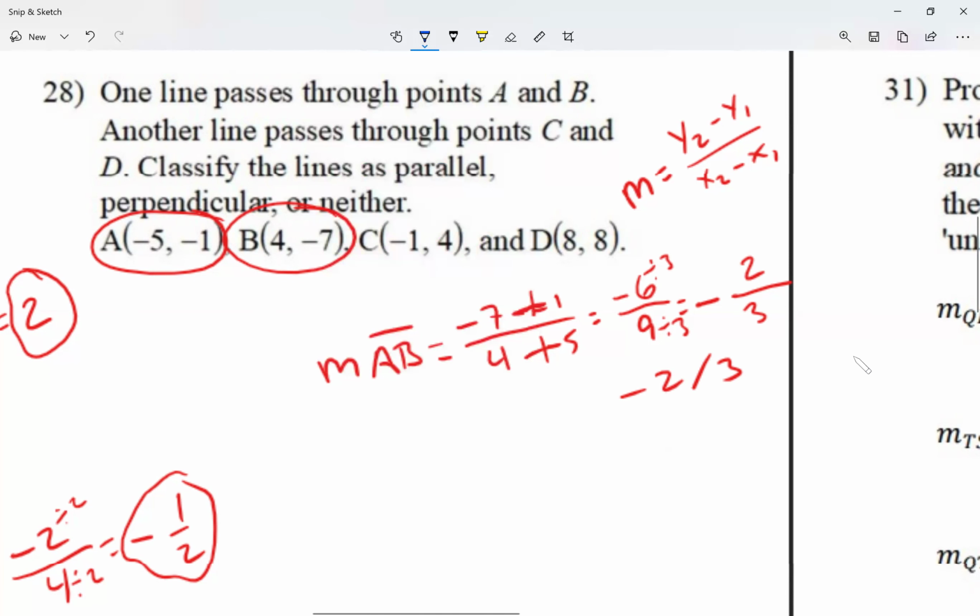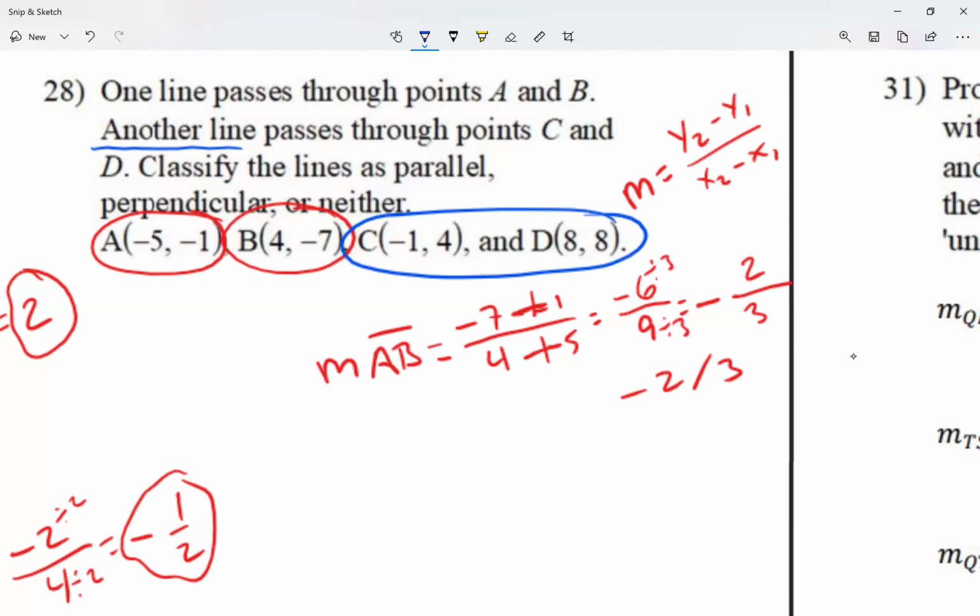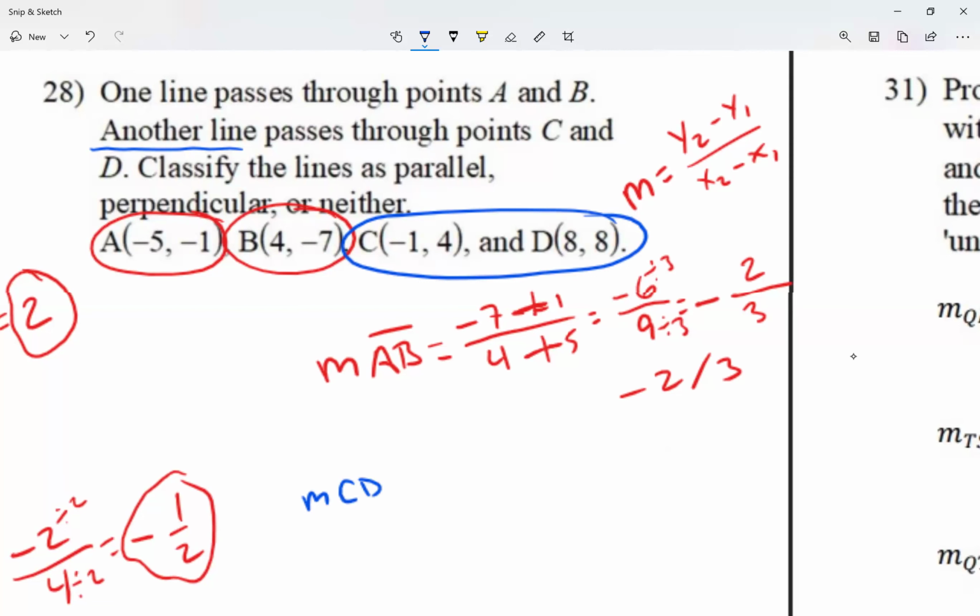Then let me continue reading. Another line, right? I'm reading from up here. Another line passes through the point C and D. So I see the points C and D. So let me find the slope of the segment CD. So the second y minus the first y. So I'm going to go 8 minus 4.